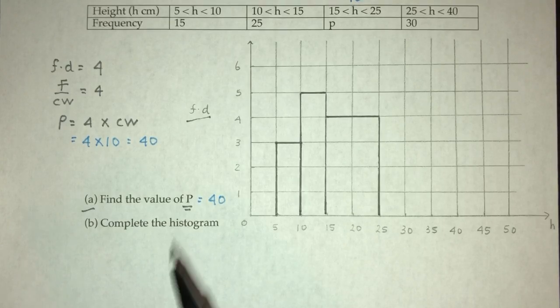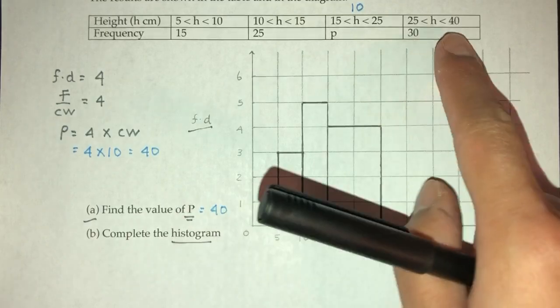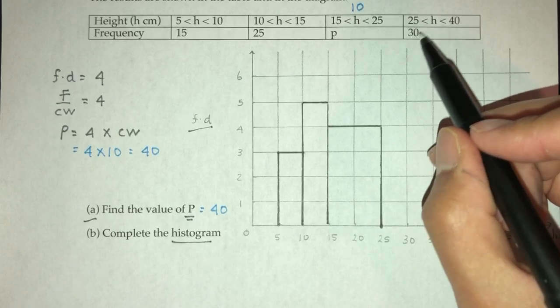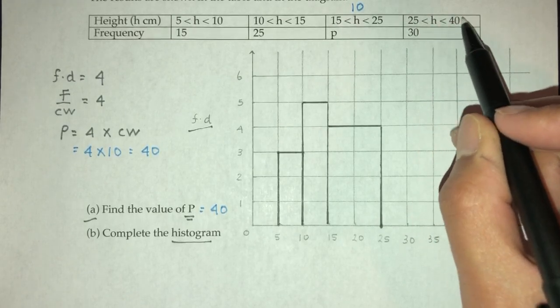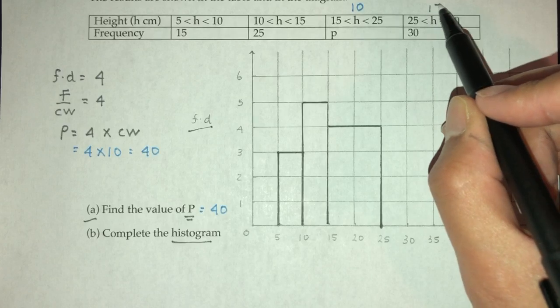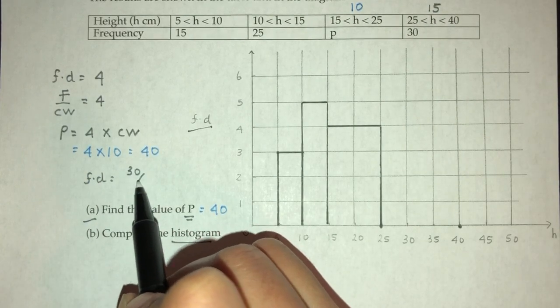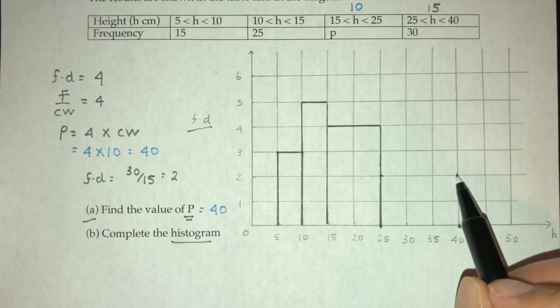Now part B, we have to complete the histogram. The first 3 have been done for you. We just have to do the last one. 25 to 40 will be from here to here. And here we have frequency is 30, and the class width is 40 minus 25, which is 15. So FD will be 30 divided by 15, that will be 2. So 2 will be right here.